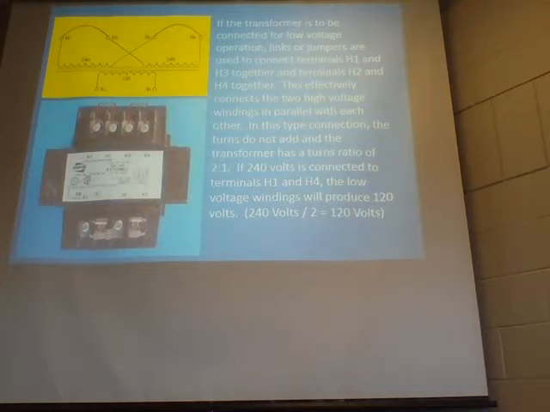If the transformer is to be connected for low voltage operation, links or jumpers are used to connect terminals H1 and H3 and H2 and H4 together. This effectively connects the two high voltage windings in parallel with each other. In this type of connection, the turns do not add, and the transformer has a turns ratio of 2 to 1. If 240 volts is connected to the terminals H1 and H4, the low voltage windings will produce 120 volts.